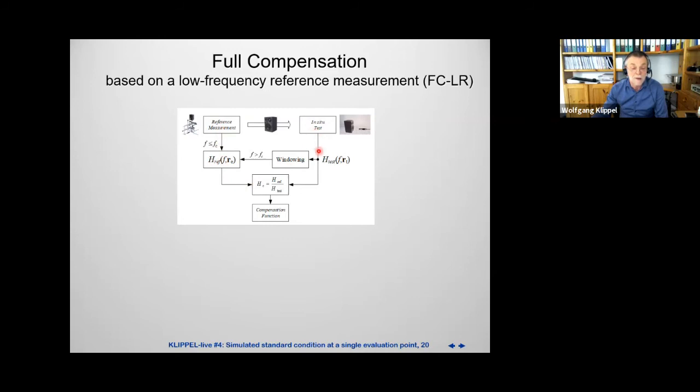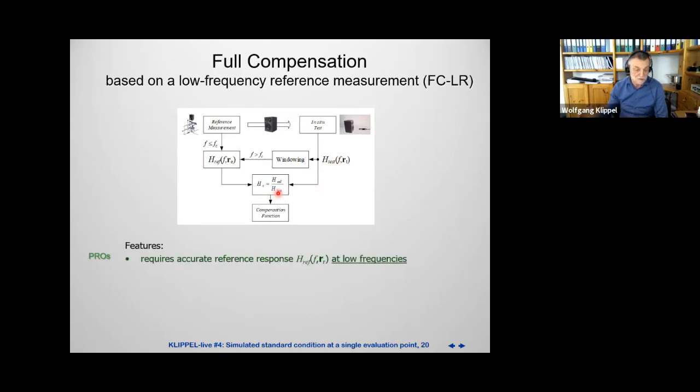And we are using windowing to generate true data, or almost true data, at higher frequencies. And now we have complete data at all frequencies. We divide this by the total data without windowing. Also here H-test is significantly wrong and corrupted. And here we have our compensation function, and we can apply that.